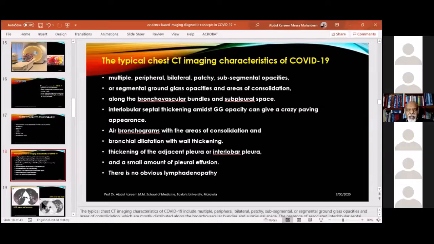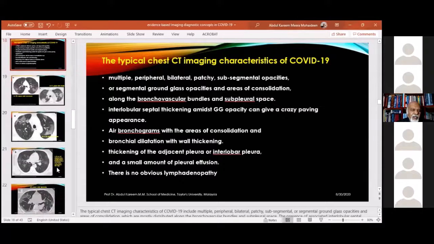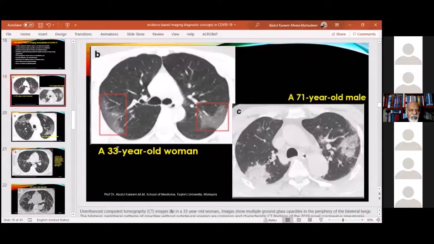And it may also be associated with involvement of the pleura. So there may be a minimum or moderate amount of pleural effusion that can very well be seen by the CT scan. Sometimes there may be lymphadenopathy, so you must look in the hilar region whether there are any enlarged lymph nodes here.